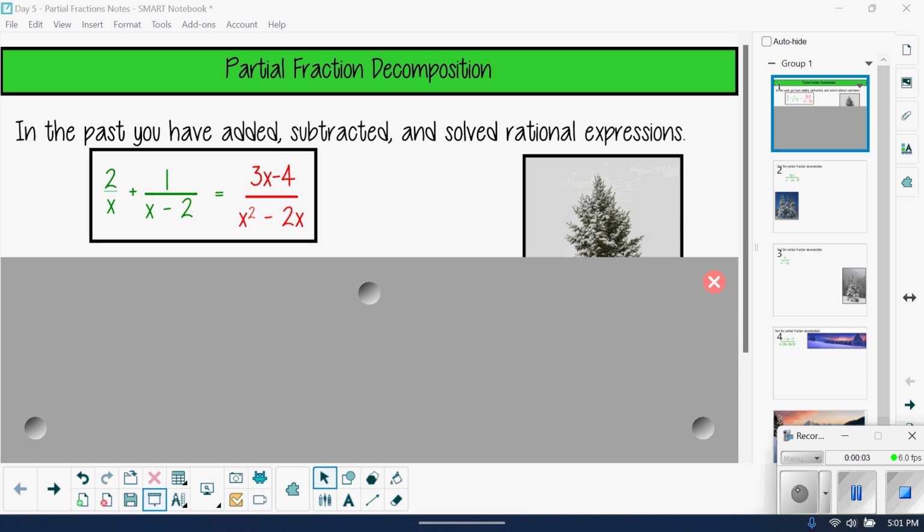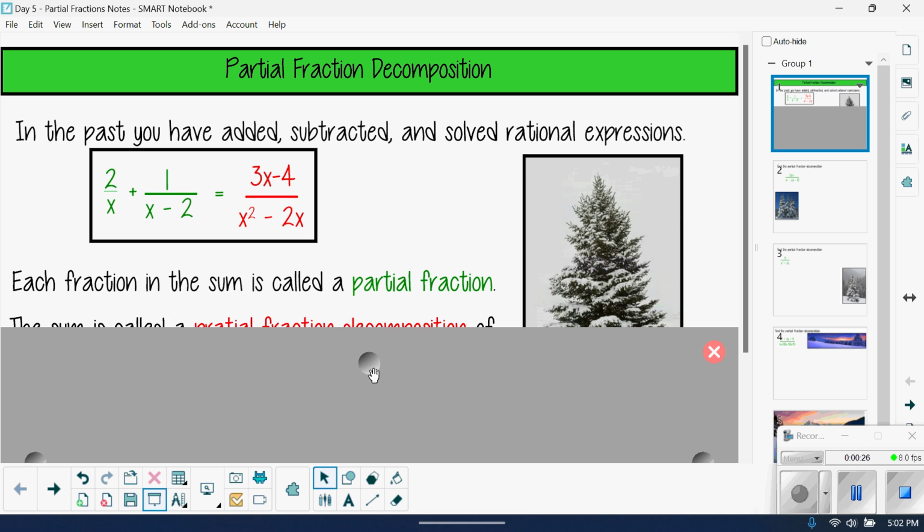Okay, in this section we are going to talk about partial fraction decomposition. So in the past when we've had a problem like this, we've had 2 divided by x plus 1 over x minus 2. We would have to come up with common denominators and then add the numerators together to come up with the red portion of our answer here. That's how we would solve our rational expressions before.